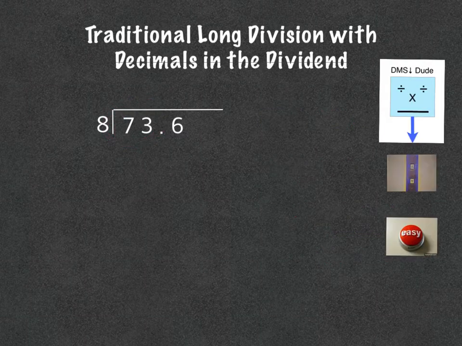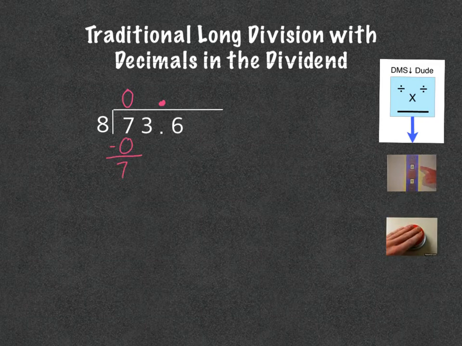The next thing we're going to do, right? We're going to push our decimal elevator, have our decimal go straight up. And that was easy. We're ready to start dividing normally. So how many times does 8 go into 7? It doesn't go into 7. So we're going to put a 0 there. You can choose to do the shortcut here, or you can choose to actually multiply all the way through. 0 times 8 is 0. Subtract and I get 7.